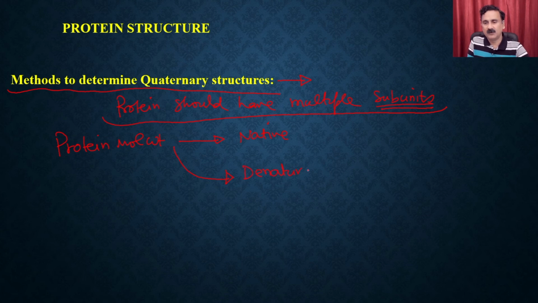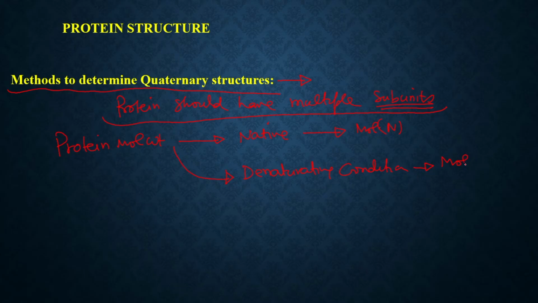So when you have the denaturing conditions, imagine that the molecular weight under the native condition is Mn, so it is n, right? And under the denaturing conditions, if the molecular weight is Md, then you can calculate the oligomeric status by the molecular weight native divided by the molecular weight denatured, right?